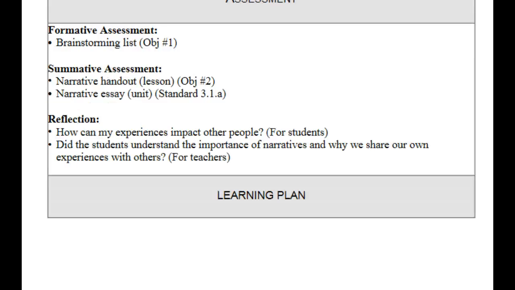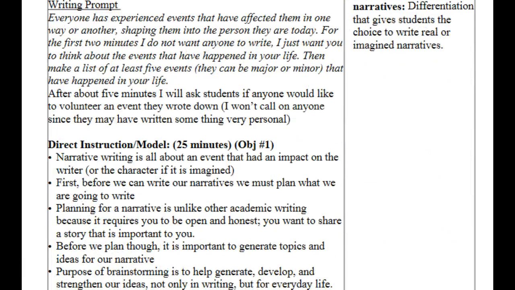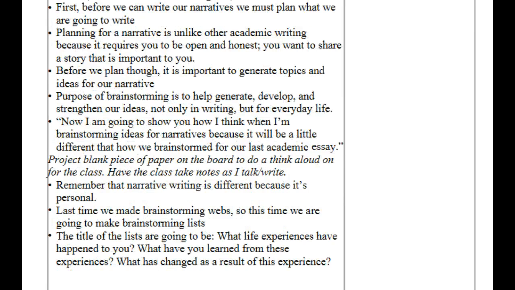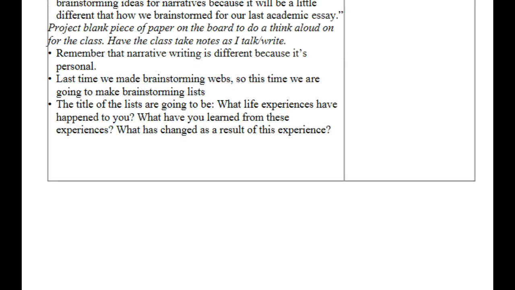Okay, bear with me while I scroll. Here we go. So obviously super well thought through writing prompt here for the beginning, five experiences, but then what I like in your direct instruction is that you explain why you're doing what you're doing, and then that your think aloud is actually, I know this may seem weird, but it's actually think aloud. You'd be surprised how many people's think alouds are not think alouds, right?